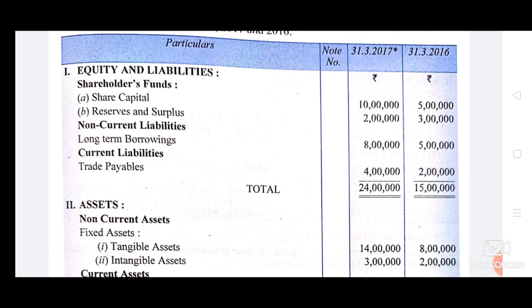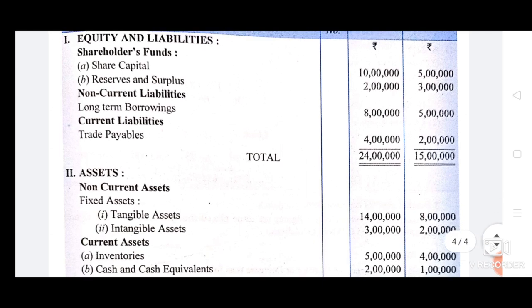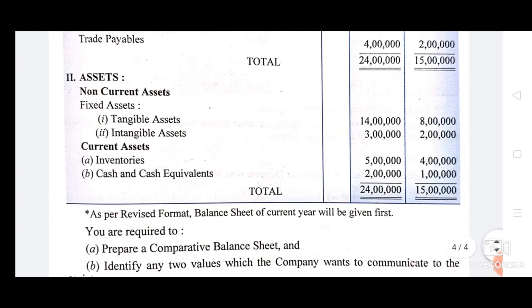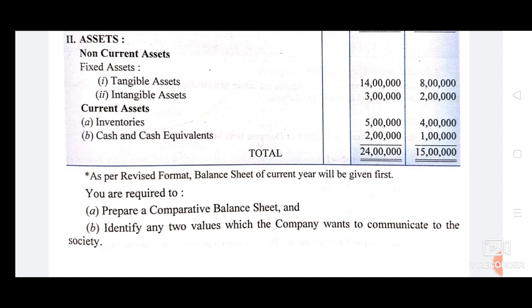But see, figures of 31st March 2017 are given here and 2016 are given here. While writing, that is while solving comparative balance sheet, we have to write figures of 31st March 2016 in first column and in second column figures of 31st March 2017. Okay, keep it in mind always. This is the balance sheet given, and from this, see here, as per revised format, balance sheet of current year will be given first.